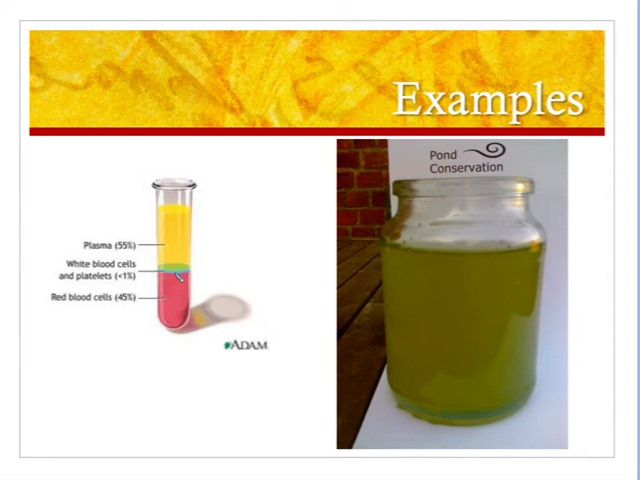Here's an example. So blood is a suspension. If you let it sit, the plasma goes to the top, the red blood cells go to the bottom. And then this is pond water. If you let this sit out for a day or 2, you might actually get clear water with a bunch of stuff down at the bottom, as shocking as that seems.